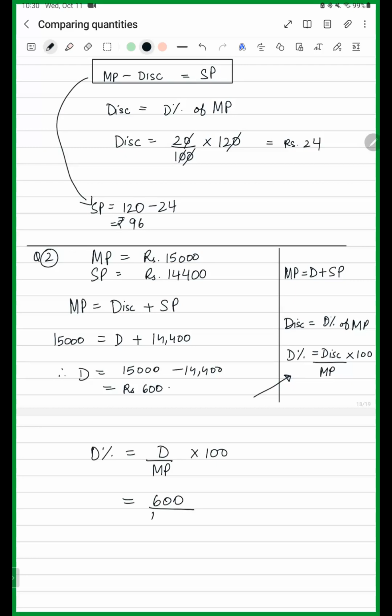So we will cancel the zeros. Then we have 60 divided by 15, that will be 3 and 12, so that is 4 now. So discount percent is 4%. So 4% discount. So D percent is equal to 4%.